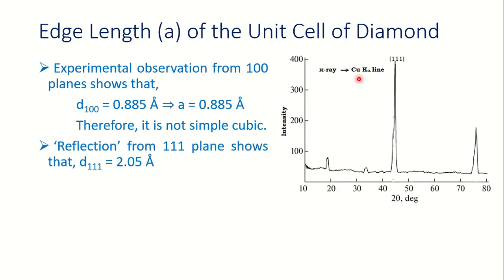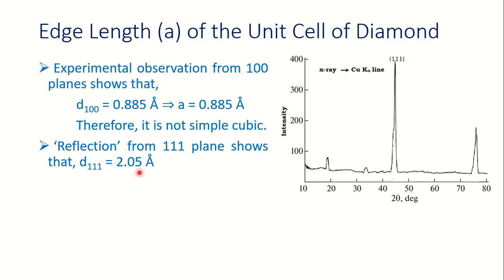Now reflection from the 111 plane. This is the signal for the 111 plane. You can calculate this value. If this 2 theta value is 44, so theta is 22, and from this, by using n lambda equals 2d sine theta, and this is copper K alpha line, so the wavelength of the X radiation is 1.54 angstrom. So we can easily calculate from there the value of d, that is the spacing between 111 planes. It has been found to be 2.05.